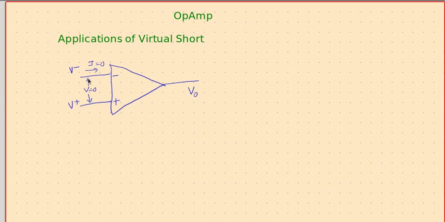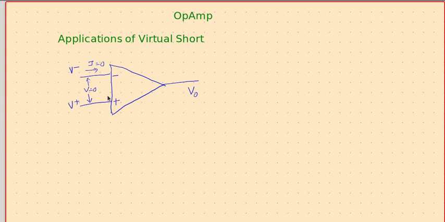Since the voltage is always zero, it looks like a short circuit. But the problem is, if two points are shorted in any electrical system, then there should be current flowing. This is a special case where there is no current flowing, and hence we call it a virtual short. Now let us see how this virtual short will help us in creating more wonders.